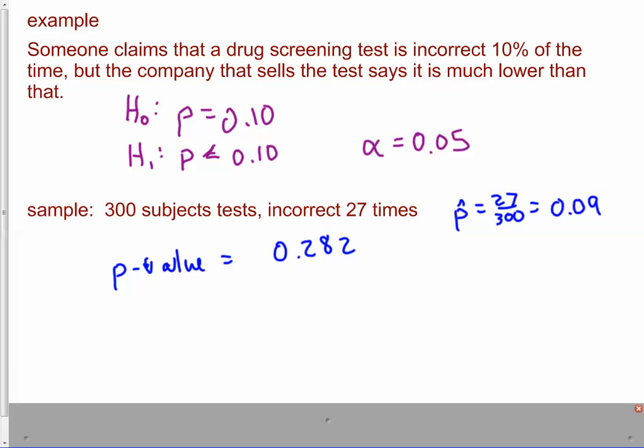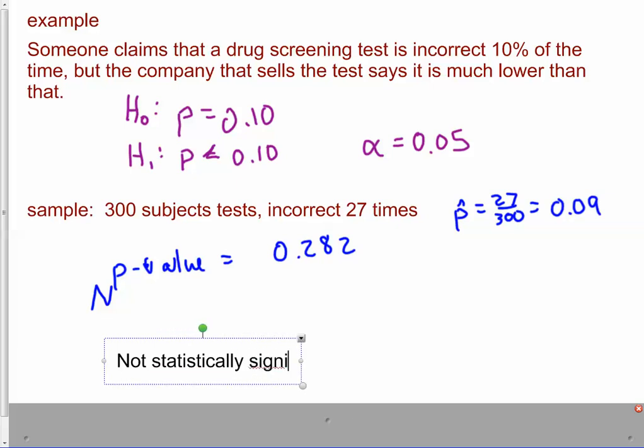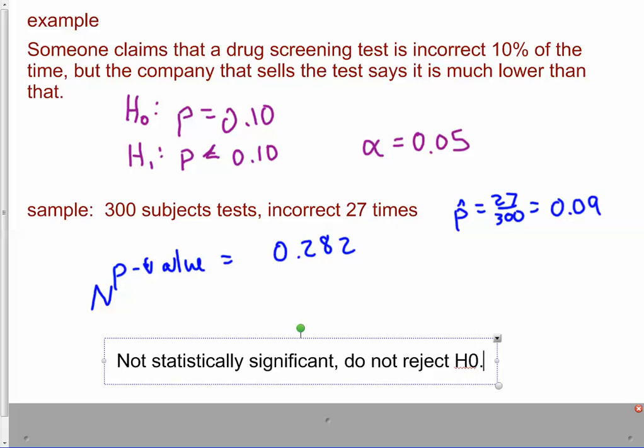So this could have happened in a world where the null hypothesis is true, right? So our conclusion is it's not statistically significant. We do not reject the null hypothesis. p could certainly be 10%, and we haven't found evidence to the contrary. Okay. So that's just a review of what we've already done, and in the next video we'll now switch to doing hypothesis tests for what a mean mu is.